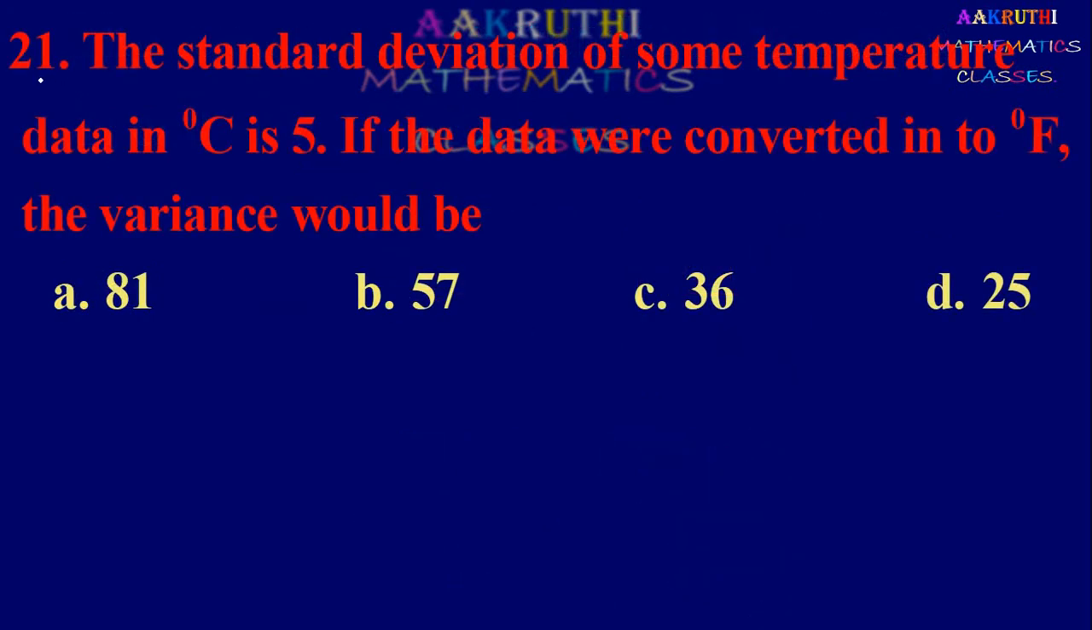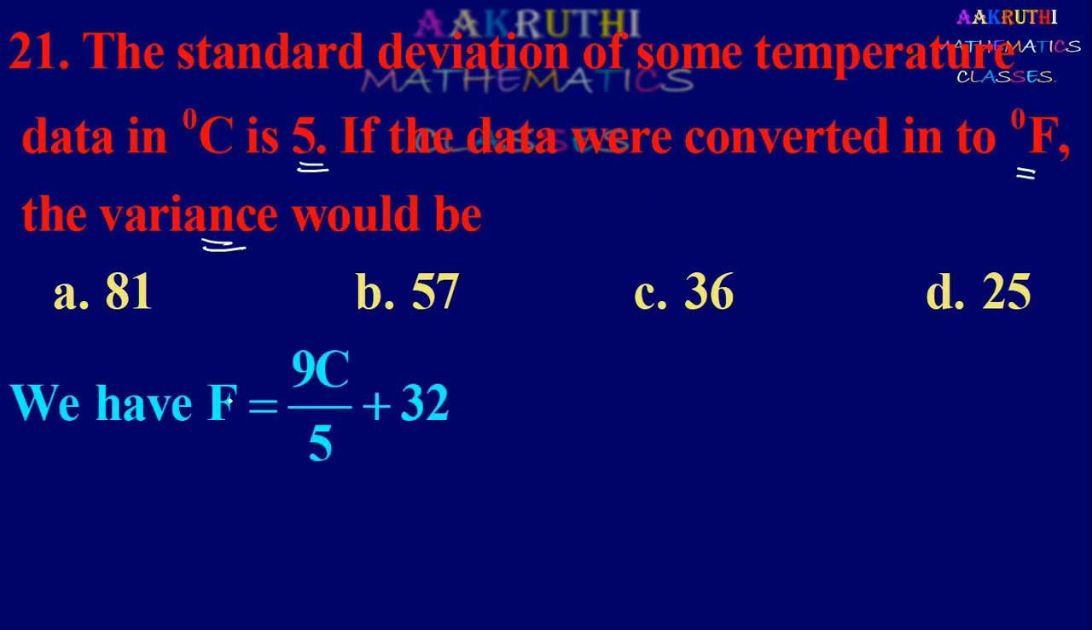So next, problem number 21. The standard deviation of some temperature data in degree Celsius is 5. If the data were converted into degree Fahrenheit, then the variance would be? Here it is given the standard deviation of temperature in degree centigrade is 5, and we have to calculate the variance when this temperature is converted into degree Fahrenheit. We have the formula: temperature in degree Fahrenheit is 9C divided by 5 plus 32. So here data is multiplied by 9 by 5.